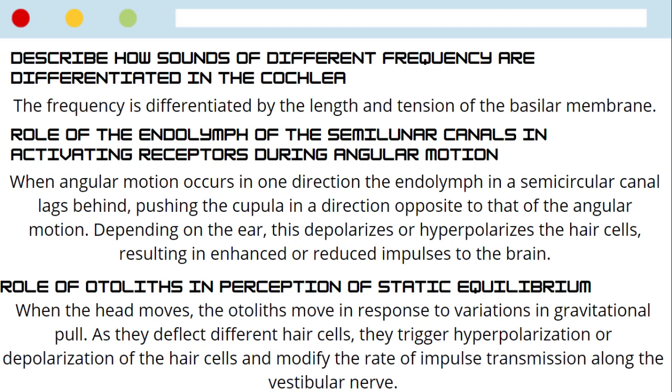The role of otoliths in perception of static equilibrium is that when the head moves, the otoliths move in response to variation in gravitational pull. As they deflect different hair cells, they trigger hyperpolarization or depolarization of the hair cells and modify the rate of impulse transmission along the vestibular nerve.